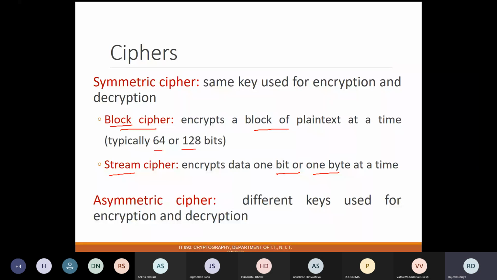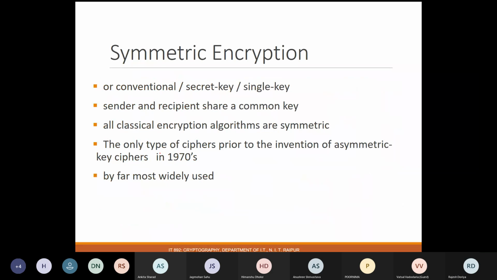And in an asymmetric cipher, in this case, we use a different pair of keys. Different keys are generally used for encryption and decryption. So this is the basic difference between these two, the symmetric one and the asymmetric one. We are going to see this in detail.